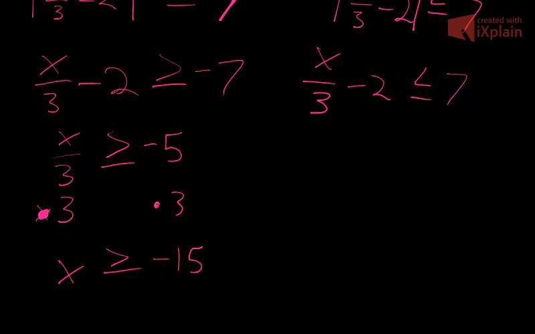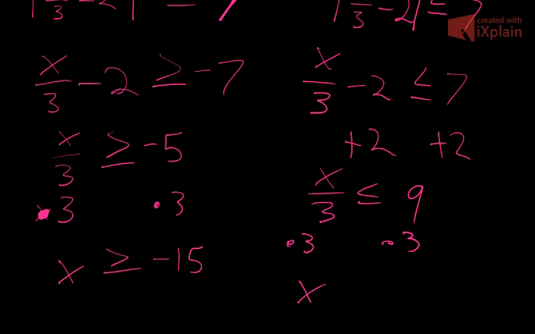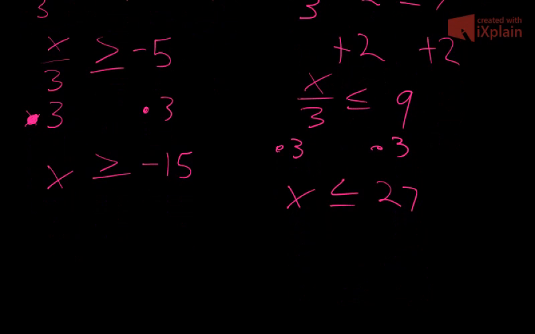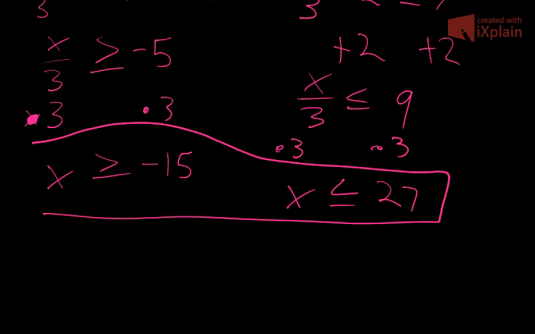Over on this side, I'm going to do something very similar. Get rid of the 2 by adding it. X over 3 is less than or equal to 9. And then I'm going to multiply both sides by 3. And I'll end up with x is less than or equal to 27. And those two are going to be my solution. Just like that, I'm done.